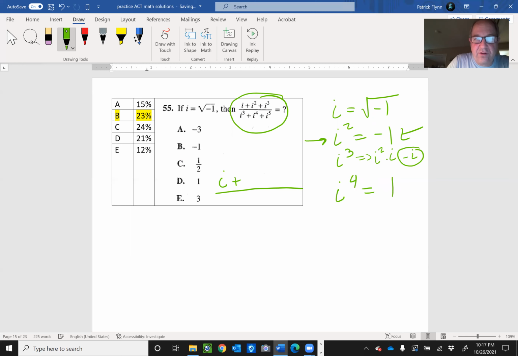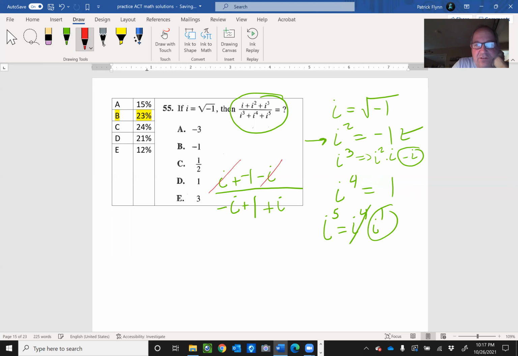I'm going to plug all those numbers in for this. i plus, now i squared is -1, i to the third is -i, i to the fourth is 1. i to the fifth is kind of interesting. If i to the fourth is 1, i to the fifth would be i to the fourth times i to the first, and i to the fourth is 1, so it would just be an i. Well, the i's cancel here. We're left with -1 over +1, which is -1.